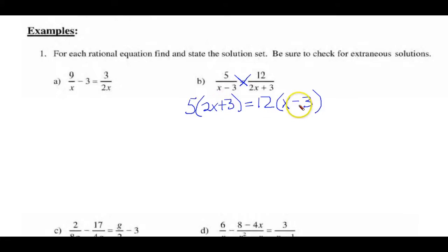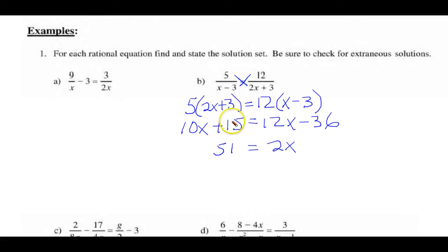All right, let me give you a moment to solve this. So distributing, we get this. And then to keep my x's positive, I'll transpose the 10x, get a 2x. This becomes a positive 36, and 15 is 51. Now we just divide both sides by the numerical coefficient of the variable. And that's our answer. Again, if you have any questions, ask.